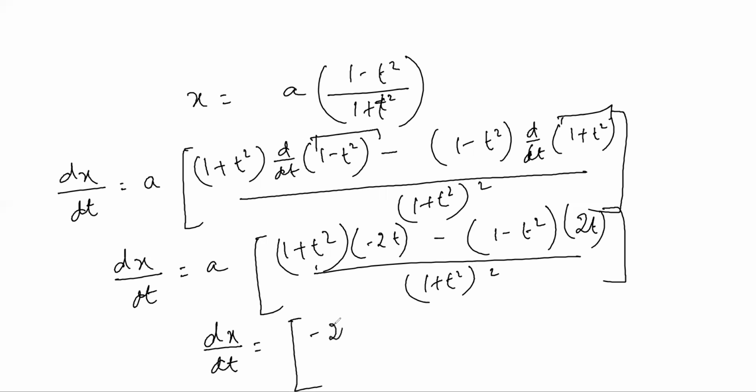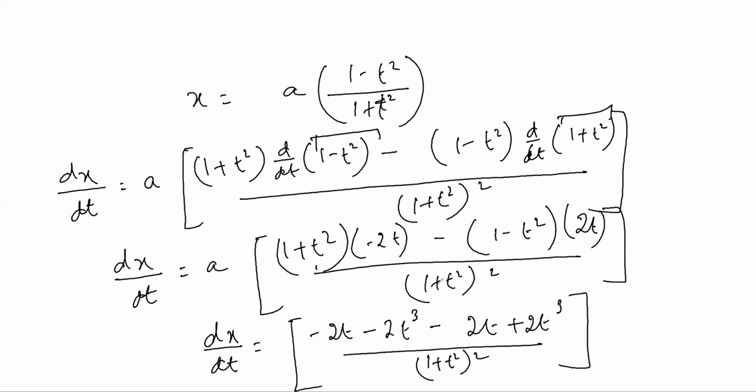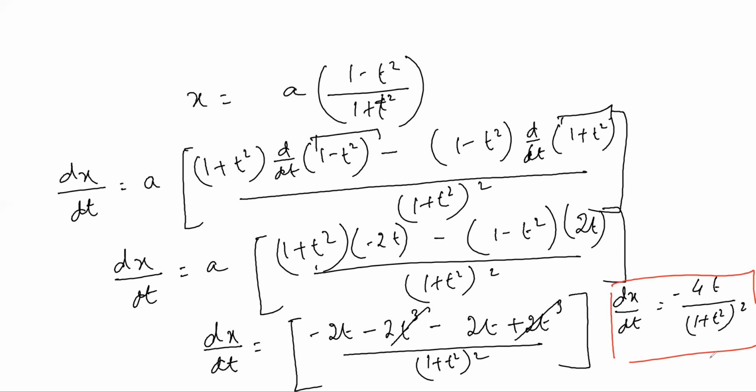So it will be minus 2t plus minus 2t cube minus 2t plus 2t cube, whole divided by 1 plus t square whole square. So this is basic algebra which we are doing, just multiplying the things. This and this will get cancelled out, so dx by dt will be minus 4t by 1 plus t square whole square. Okay, so this is the value of dx by dt which we are getting. So we have got the value of dx by dt, we have got the value of dy by dt.